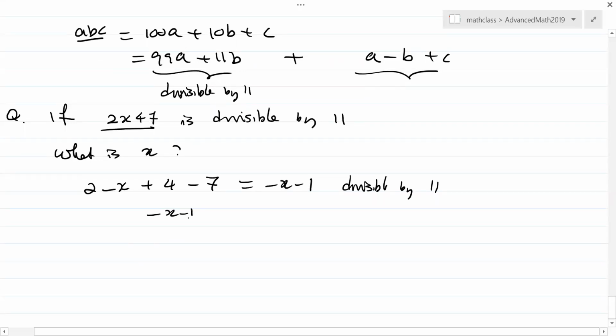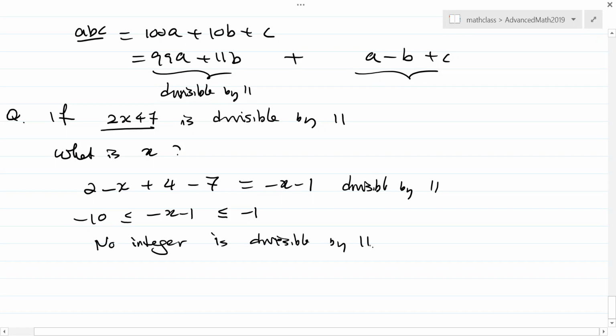Look at this, right? The largest possible value for this number is -1, because when x equals 0. But x could be 9, so it could be -10. Between -10, the smallest possible value you can get when x equals 9, and -1, there's no integer divisible by 11.